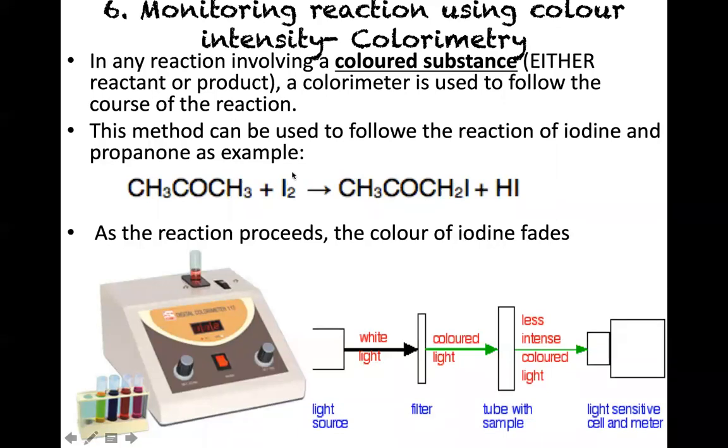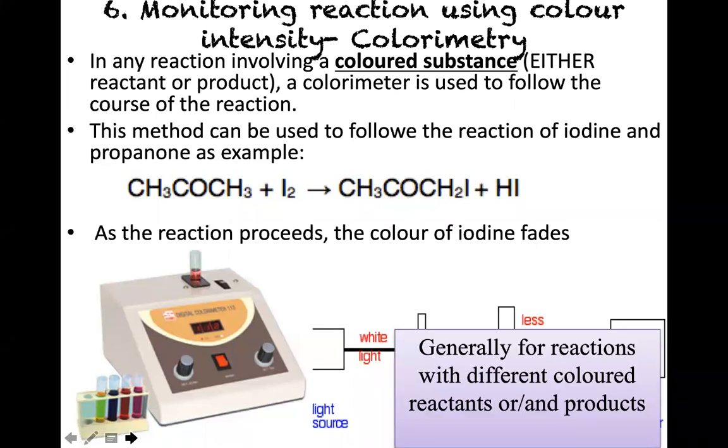So over time, because your iodine is the one that's colored and it's in the reactant, over time the color will be getting lighter. If your product is the one that is colored, over time it gets darker. Okay, right. So this is generally for reactions with different colored reactants or end products.